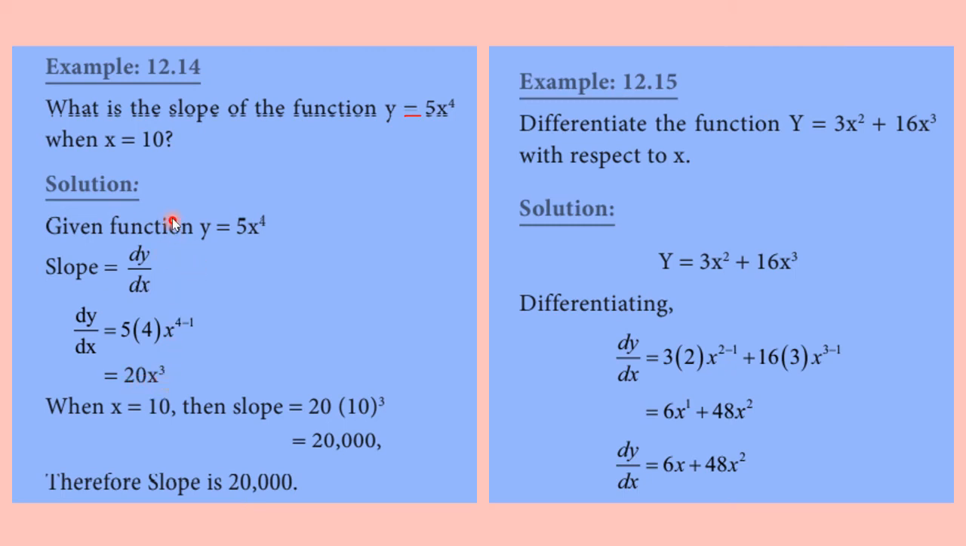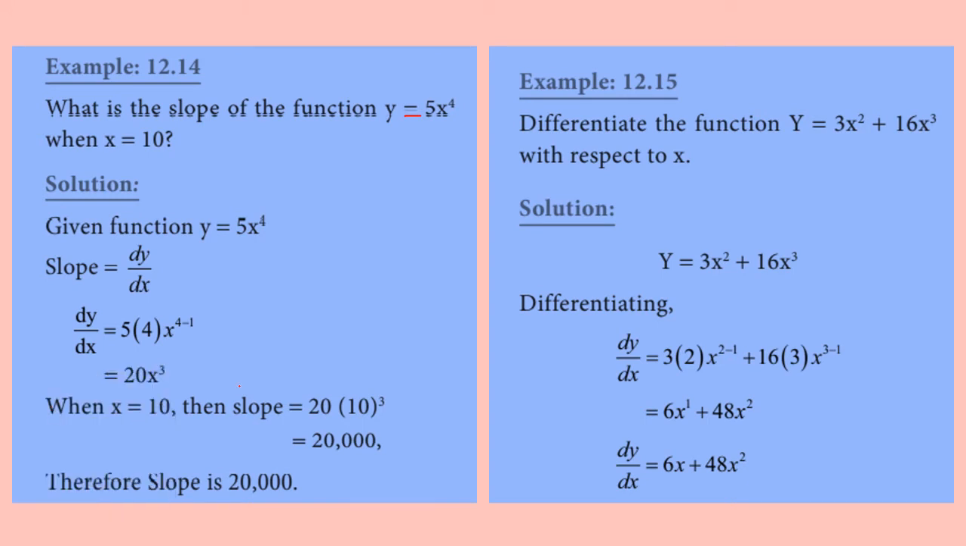Here the value of x is given as 10. So that means the slope is equal to 20 into 10 to the power of 3. What do you mean by 10 to the power of 3? You have to multiply 10 three times. 10 into 10 into 10. So 20 into, what is 10 into 10? 10 into 10 will be 100. 100 into 10, 1000. So 20 into 1000 will be 20,000.